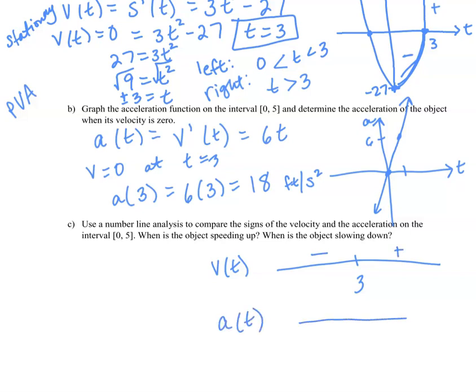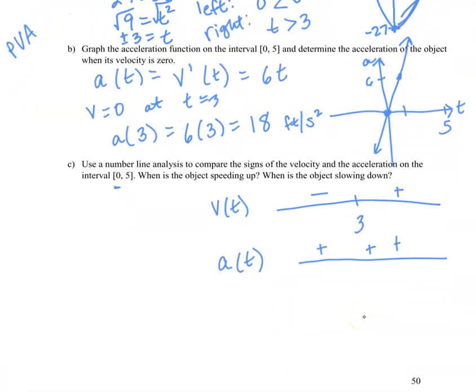Acceleration, we're going to draw a number line for that, a different number line. Now, does the acceleration ever change signs? Well, it does at 0, but remember we're starting our interval at 0. So between 0 and 5, the acceleration, notice, is entirely positive over that entire interval. There's no sign changes for the acceleration.